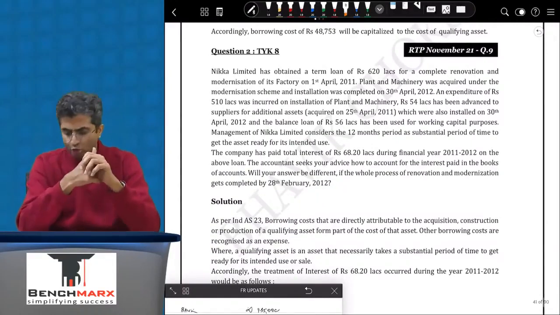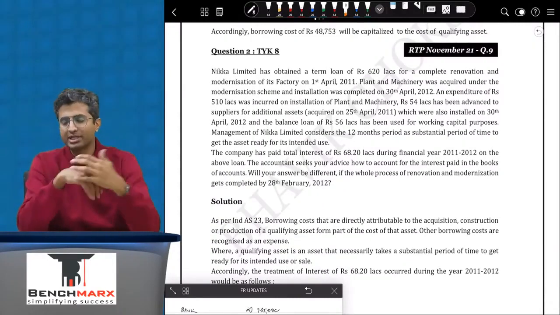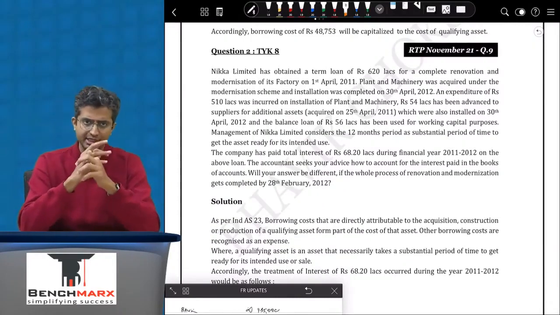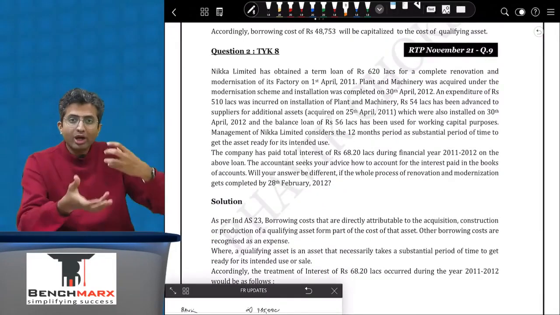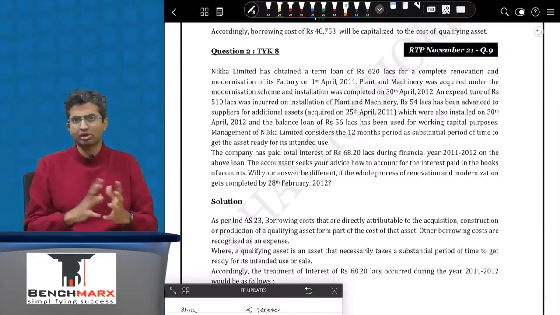Achha, next is question 2. This is in November 21 RTP. This is similar to a question that you had in your Inter CA under AS 16, whereby you were taking a loan not for acquisition of an asset but for a renovation of an asset.